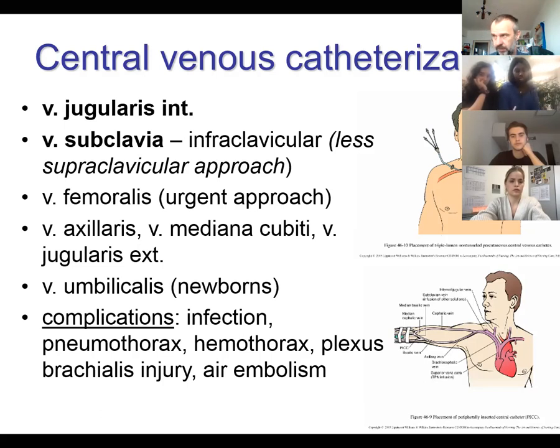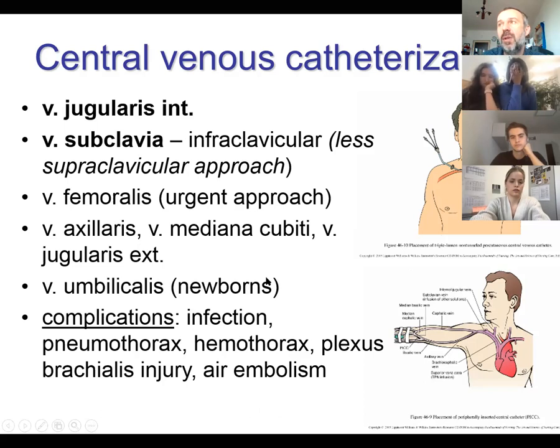Of course, if you approach here the internal jugular or the subclavian vein, you can cause some troubles. In any approach into the body, you can cause infection, of course. But as we are close to the cupula of the pleura, you can cause pneumothorax or hemothorax. Yeah, and these are the most common complications. You can injure the brachial plexus. You can, of course, cause an air embolism here.